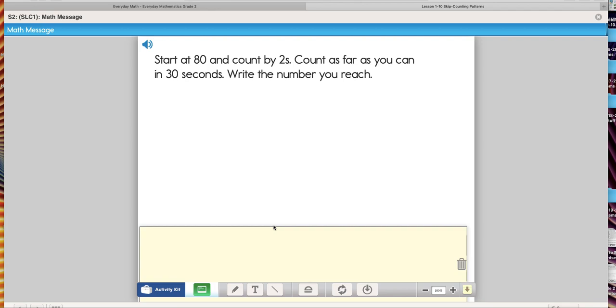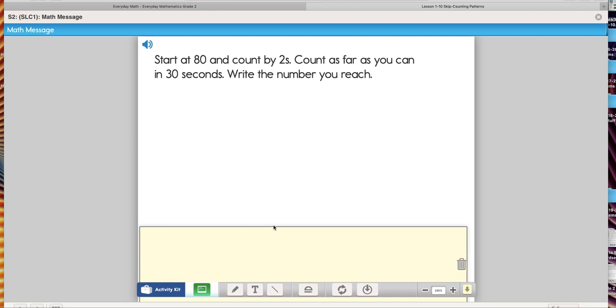135? Not if you're counting by twos. If you're counting by twos, you couldn't have a number that had 5 in it. How far did you get, Zayden? 100 and I forgot. 27. Oh, not if you're counting by twos. If you're counting by twos, your number has to have a 2, 4, 6, 8, or 0 in it.